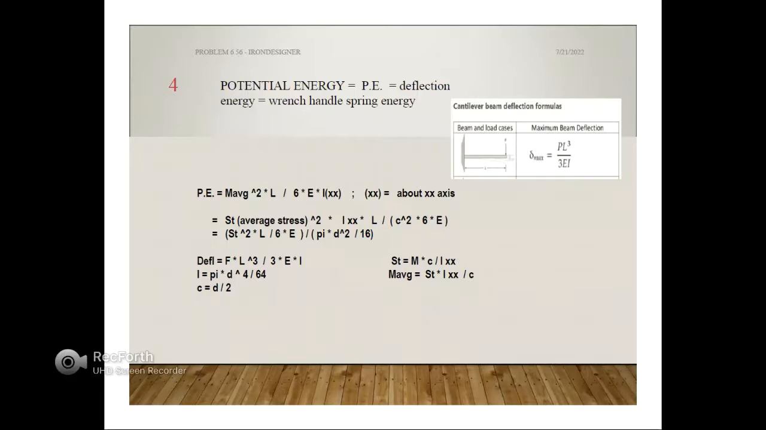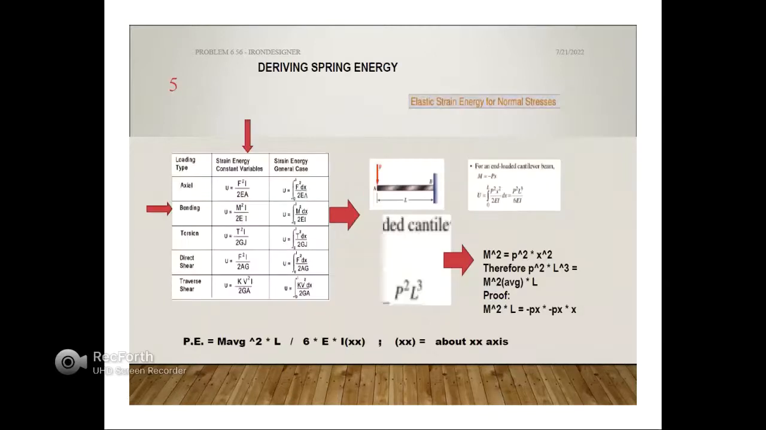Solving for PE using that equation is stress squared times L divided by 6 times E divided by pi times D squared over 16. The deflection equation is PL cubed divided by 3EI, where I is equal to pi times D to the 4th divided by 64, and c is equal to the diameter of the rod divided by 2. The stress is equal to Mc over I. This is the basic standard equation for stress in bending. The average moment is equal to the stress times the moment of inertia about the x-axis divided by c.